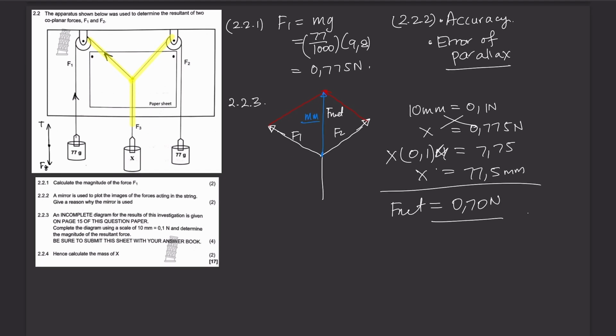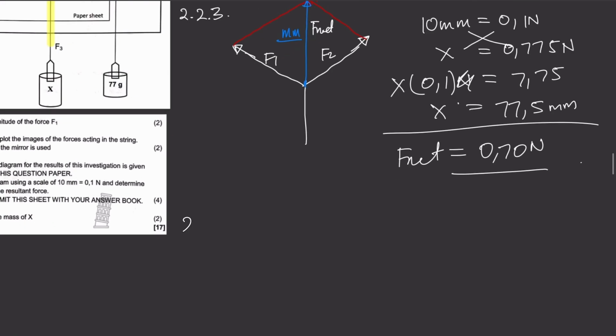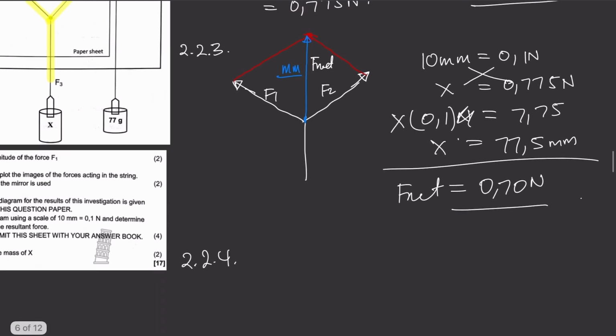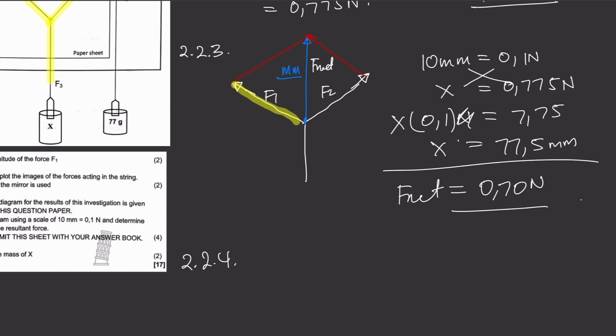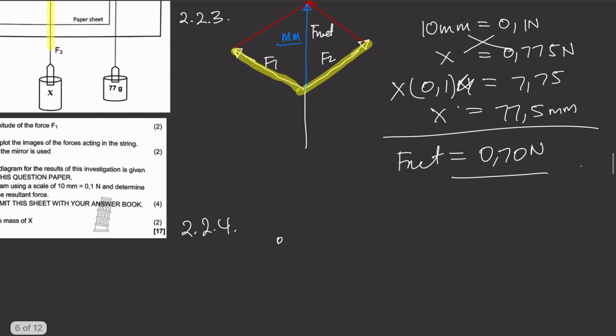2.2.4, hence calculate the mass of X. What we've basically done in the previous question is replace these two forces with this one blue force. So we have the force pulling down, which is Fg, and then we have the resultant of those two forces, F1 and F2, the F net there.